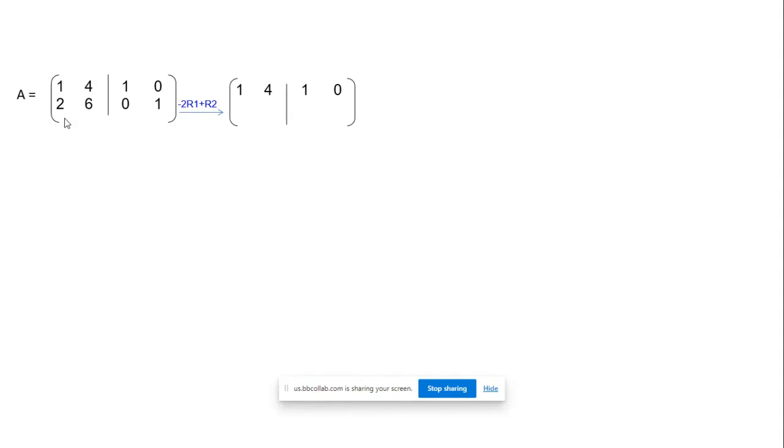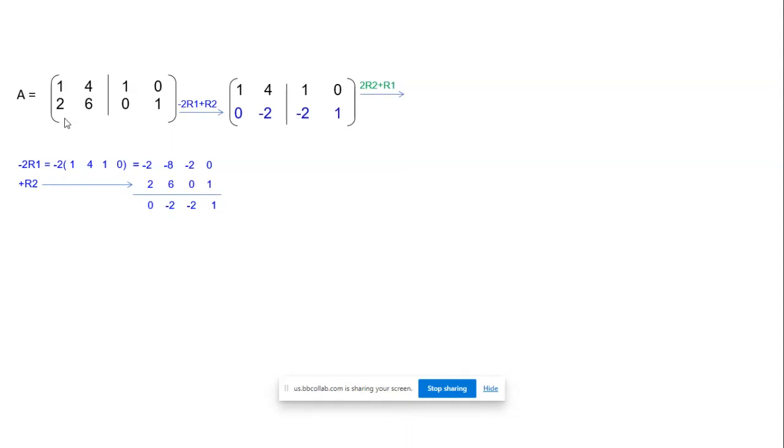But I'm going to multiply -2 to row 1. So -2 times a 1 is a -2, -2 times 4 is a -8, -2 times 1 is a -2, and -2 times 0 is 0. I'm going to add that to row 2. And when I do that, you see here, I get -2 plus 2 is 0, -8 plus 6 is -2, -2 plus 0 is -2, and 0 plus 1 is 1. That goes there. So I already got what I want in the first column, I wanted a 1 and a 0. Now let's go to the second column. Where the 4 is, I want a 0, and where the -2 is, I want a 1.